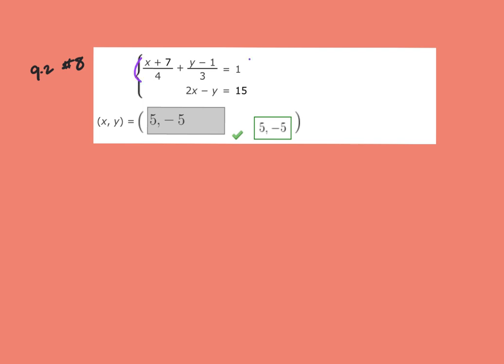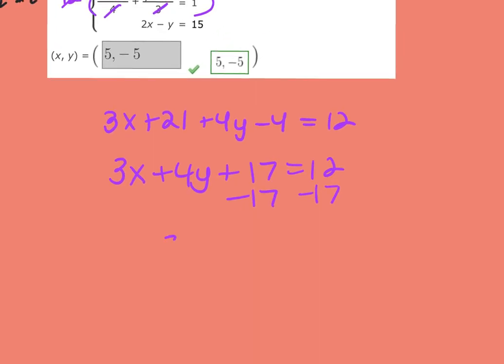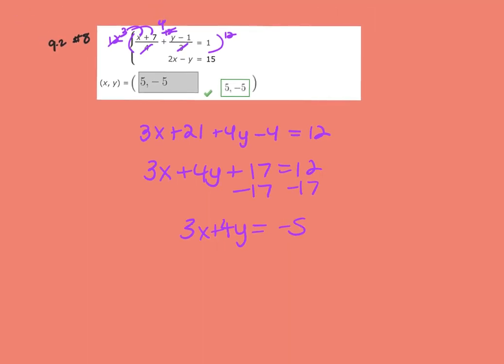I would have multiplied everything by 12 to get rid of the denominators. So I'd do 12 on each step. 4 goes into 12 3 times and then distribute 3x plus 21. 3 goes into 12 4 times, 4y minus 4. 1 times 12, 12. So you combine it as 3x plus 4y plus 17 equals 12, and then subtract the 17. So that's in the same format. 4y equals -5. And then combine that with 2x minus y equals 15.